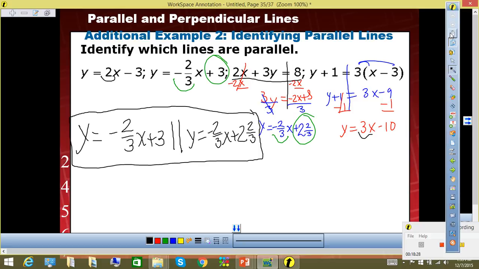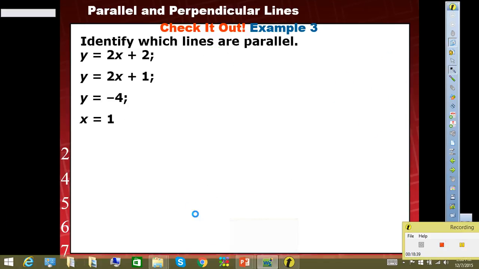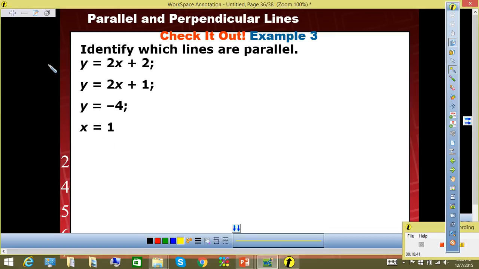Check this out. I'm going to give you 4 more. You don't have to write them down. Look at these. Don't say it out loud. I have line A, B, C, and D. Talk it over with your neighbor. Let them know which ones are parallel and why. You don't have to write anything down. Just explain to them which ones are parallel and why. Go.